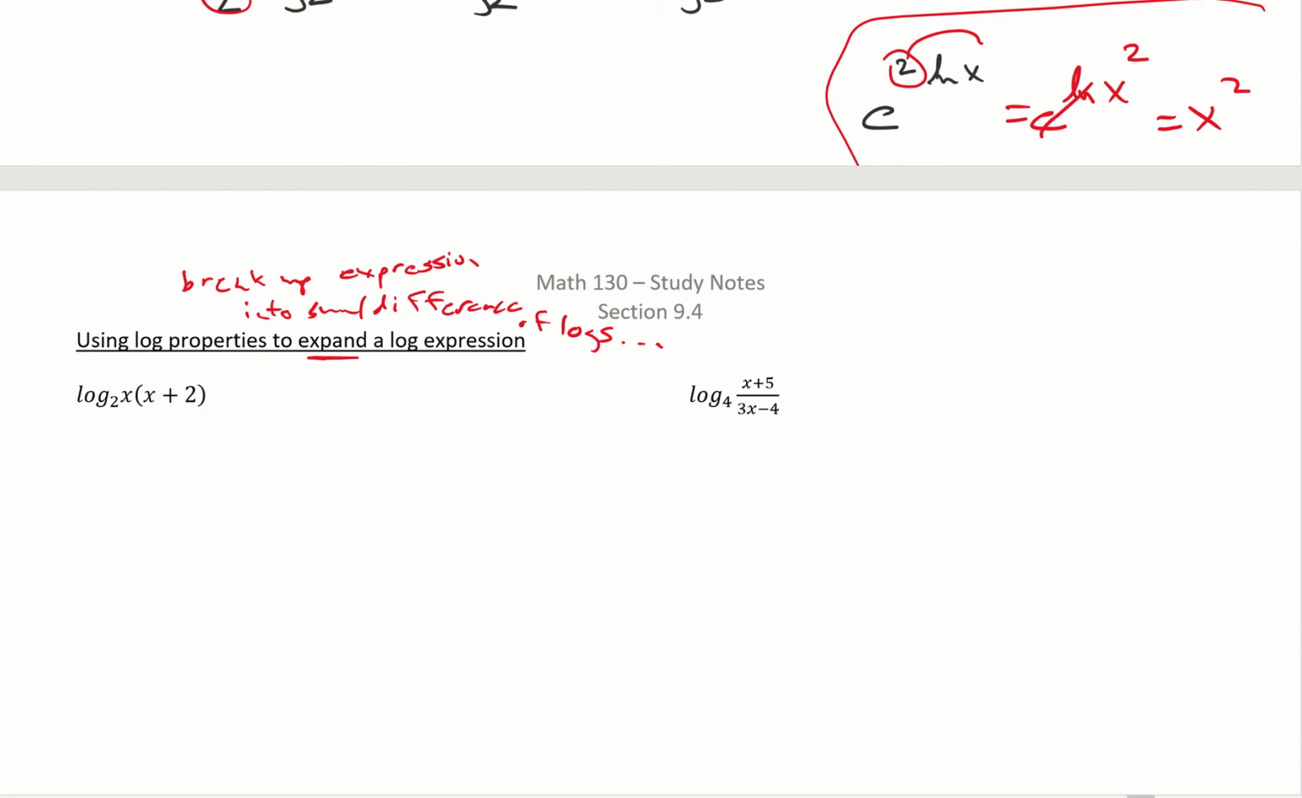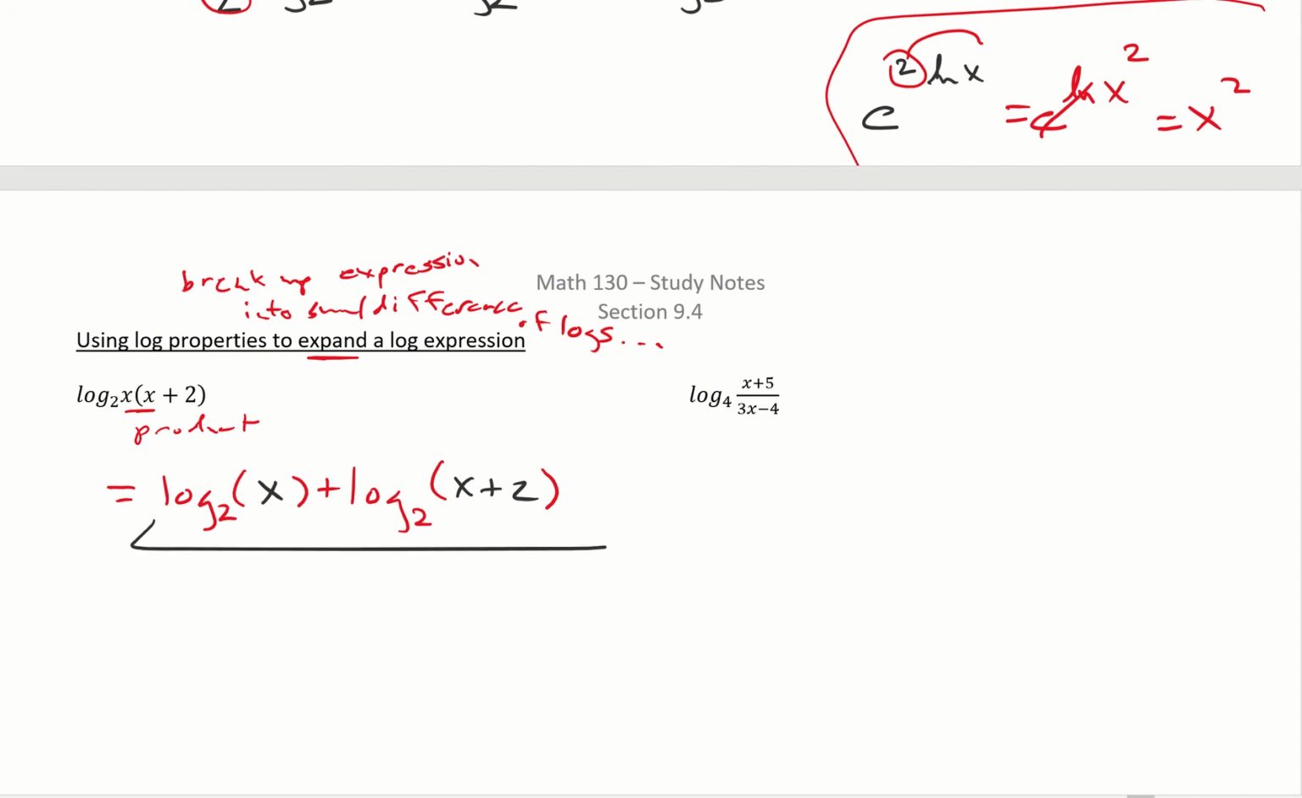What I have here in this first one is a product. See it? These two multiplied together. So what we can do is write log base 2 of one of the factors plus log base 2 of the other factor. So x here and x plus 2 here, and you're done. That's it. They just want you to get used to the properties of logarithms. That's it.